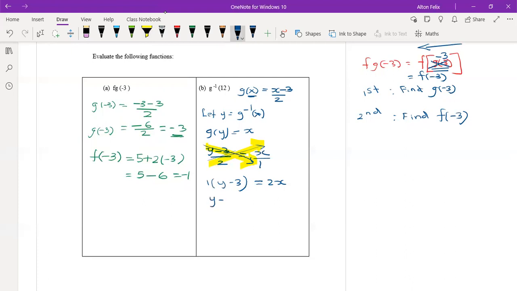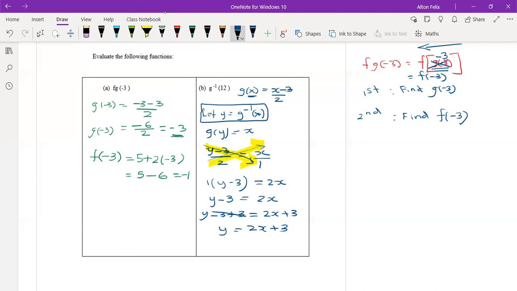So let's remove the brackets now. Y minus 3 is equal to 2x. We are solving for y, so we'll add 3 to eliminate minus 3 on the left-hand side. And what you do on one side, you're adding that as well to the other side. So you add 3 on both sides, this will cancel out. So you're left with y equals to 2x plus 3. Now remember, this y is our inverse function here.